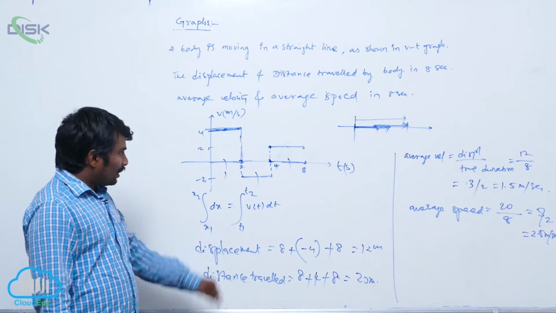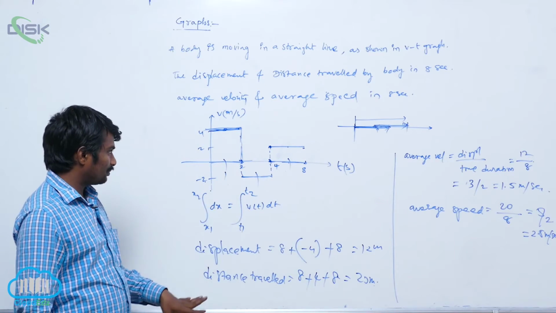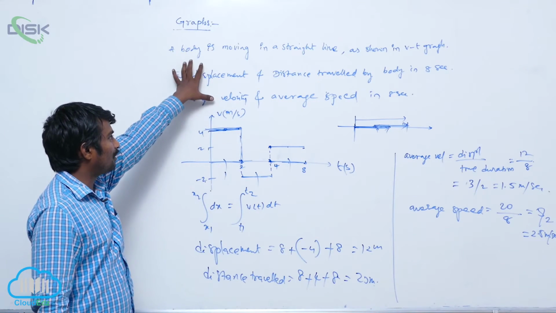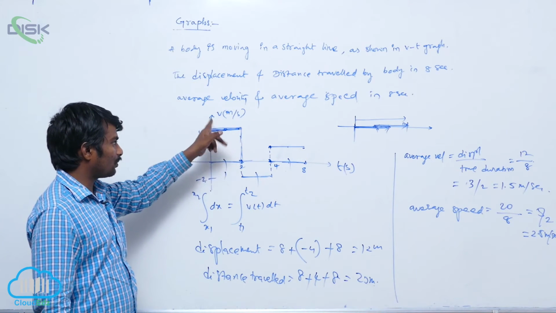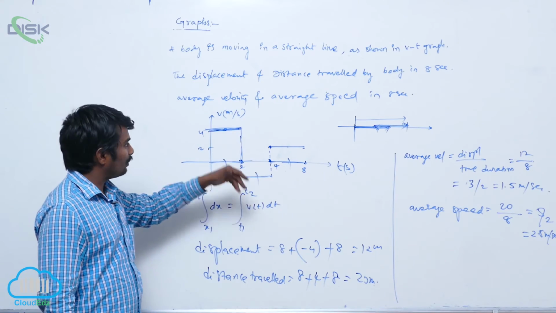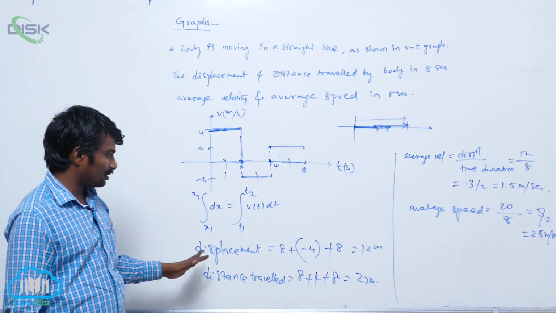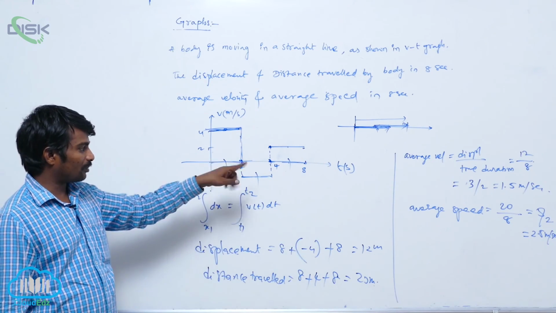But from the VT graph only we are going to calculate average velocity and average speed. That is the main purpose of discussing this diagram, this problem. And already we have solved one more problem where a VT graph is given. From that we calculated displacement and distance, but we did not discuss average velocity and average speed. Now I am covering that part.